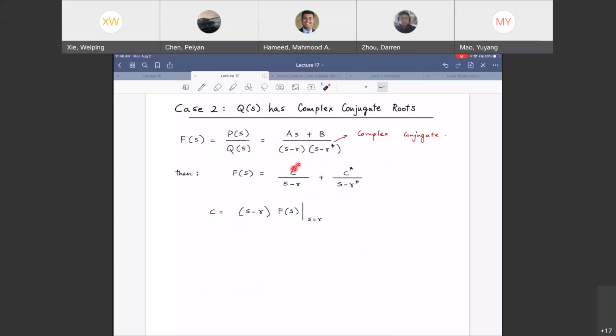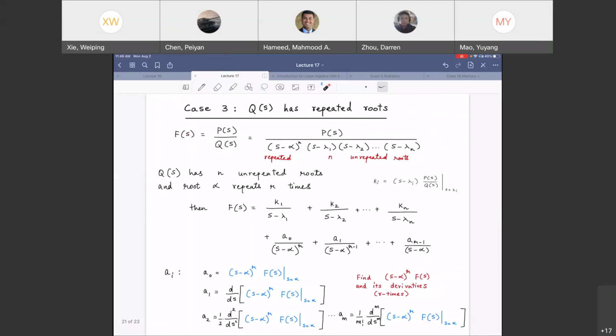Then you put it over here. C conjugate, you put it here. So case 2 is, how do you deal when the roots are complex conjugate? And if you have more than these one pair of complex conjugate roots, you do that so many times. Questions?